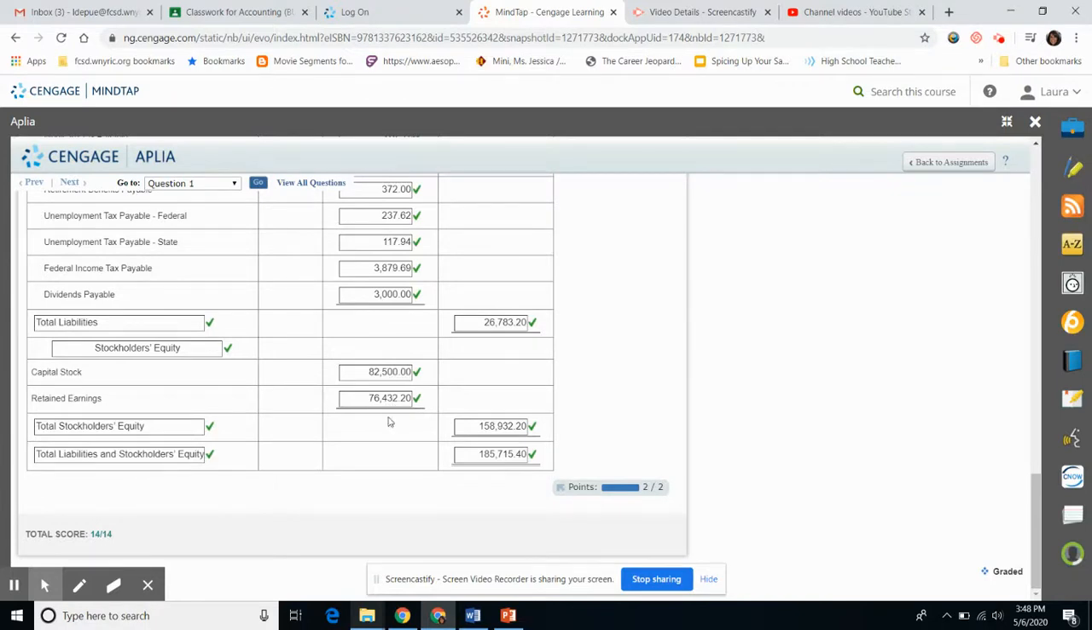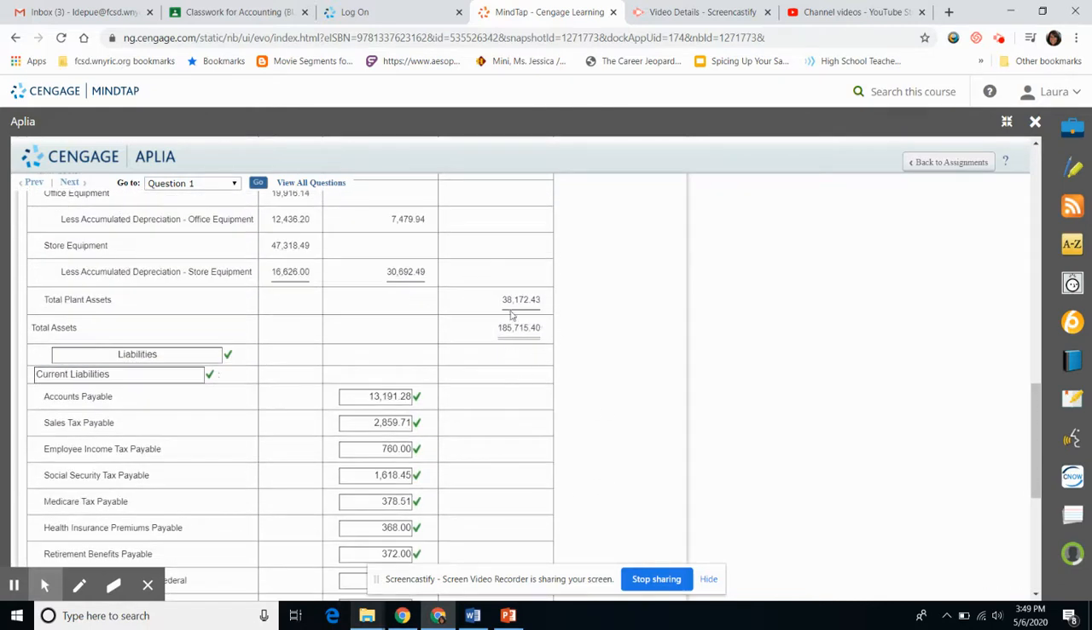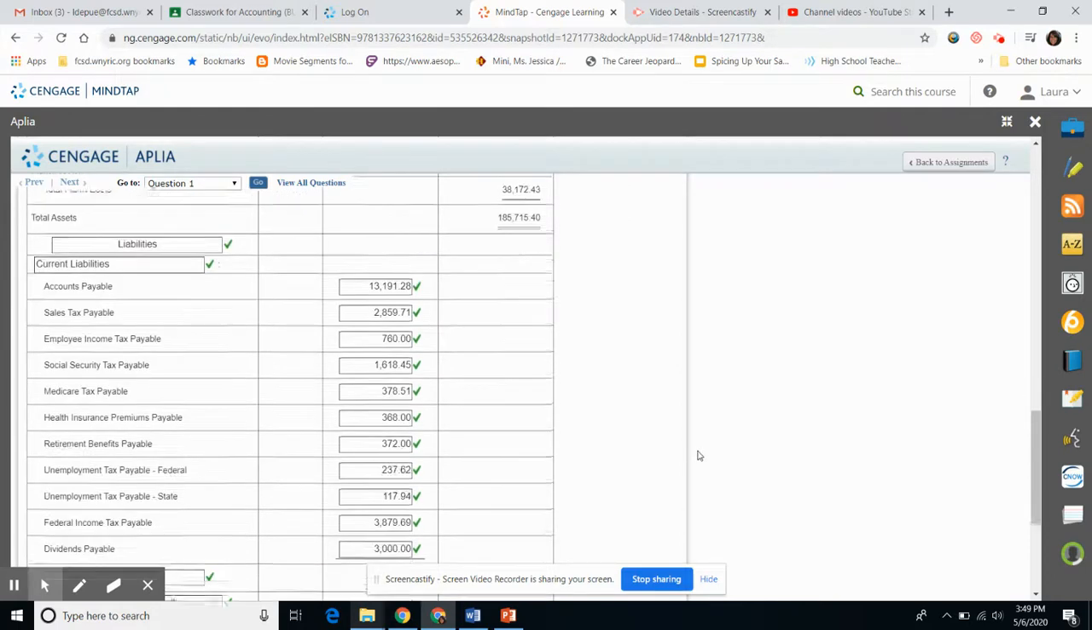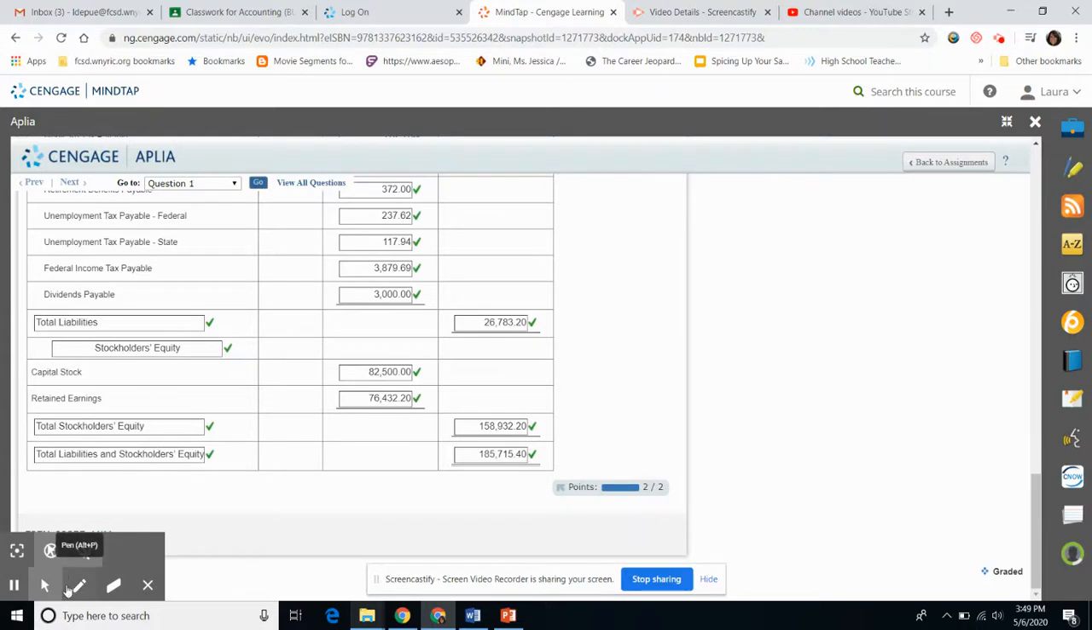And you add these two together to get your total stockholders' equity, and then add them together, both liabilities and stockholders' equity here. So total liabilities plus stockholders' equity to get the total amount, $185,715.40, which matches the assets up above. So check those numbers over again, and hopefully you did your math correctly to get the final answer. And again, I'm going to be kind and only make you do the work together problem on this and not the on your own problem.